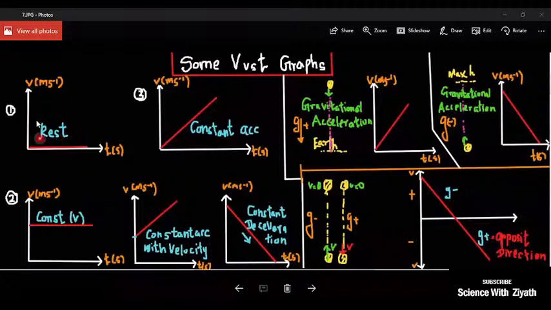Here, look at this one. This is the rest point. You should remember this one, otherwise it's tough. Now look at the second graph. What is this? This is constant velocity. Which means there is one velocity at this point, and that is constant.